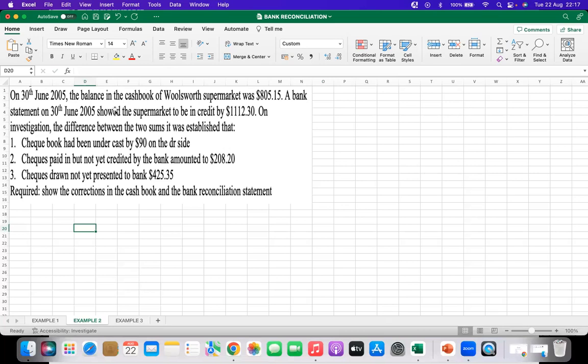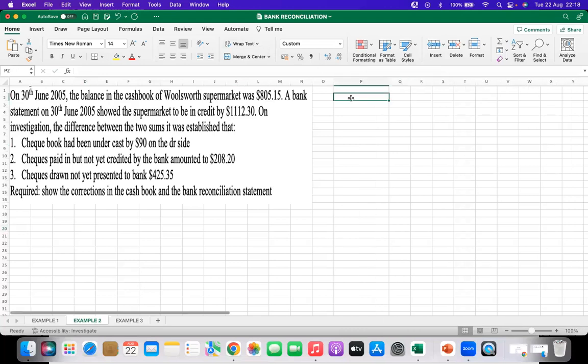It does not affect the bank statement. It's an error that was made in the cash book. So it should therefore be corrected in the cash book. Number two, checks paid in but not yet credited by the bank amounting to 208.20. So this is an example of uncredited check because it has been paid in, but it has not yet been reflected by the bank. And number three, checks drawn not yet presented to the bank of 425.35. So this is an example of unpresented checks. Required, show the corrections in the cash book and the bank statement.